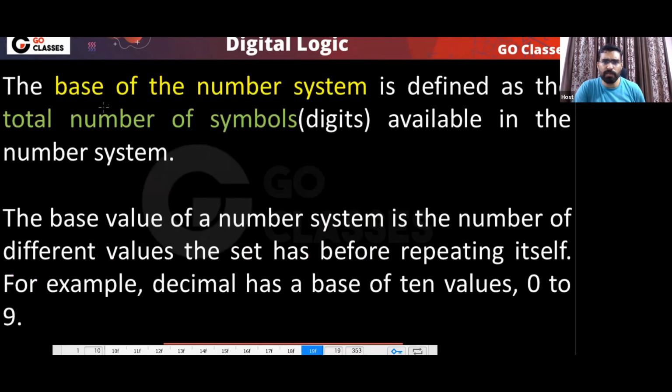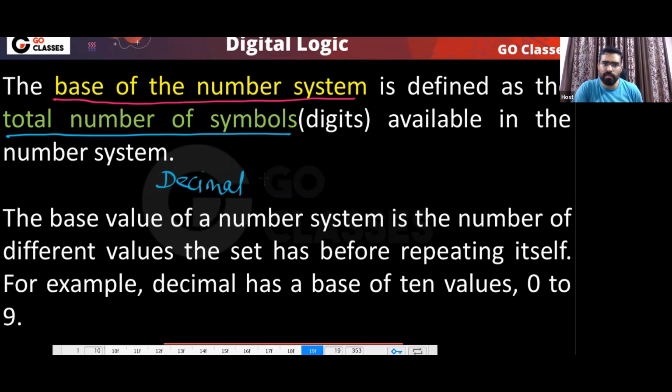Now let me tell you what the base of a number system is. Base of a number system basically means how many symbols you have in that system. This is the definition: the base of a number system is simply the total number of symbols in that number system. So for the decimal system, what is the base? In the decimal system we have a total of 10 symbols, so the base is 10.